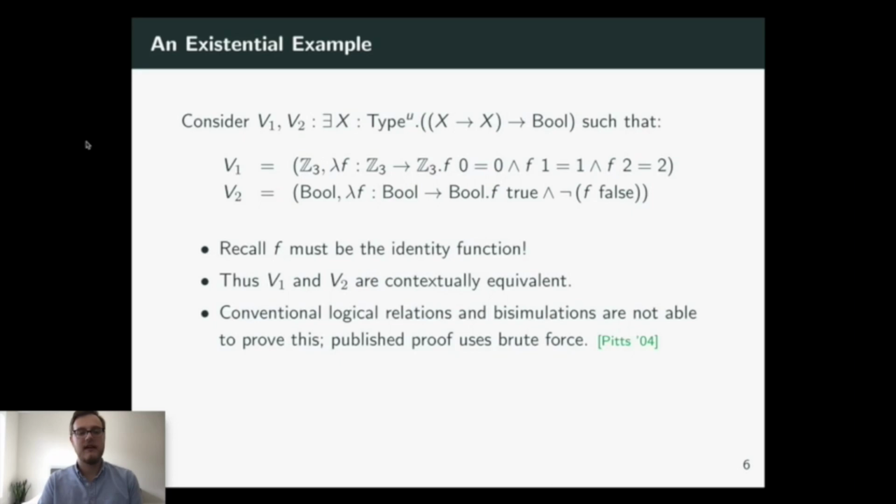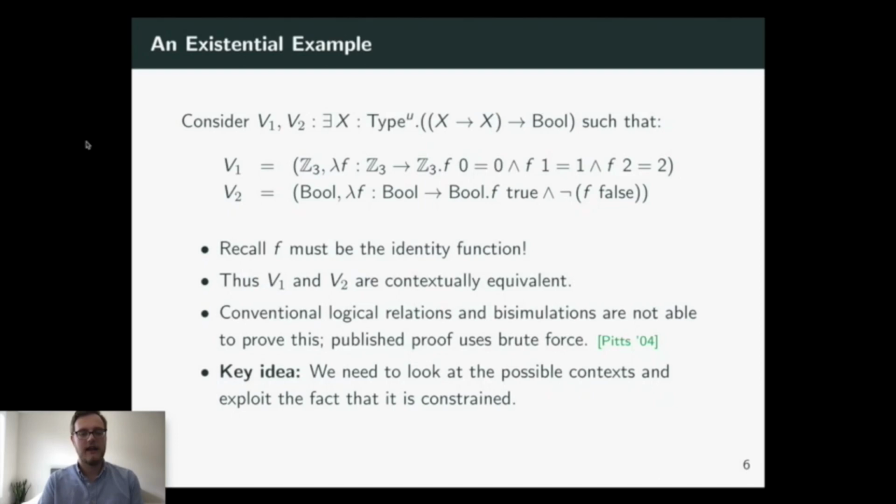But logical relations and bisimulations struggle to prove this because they force you to come up with some relational interpretation for x that somehow relates values of Boolean type to values of integer type. But we have no such relation in mind here. There's not really a correspondence between values of x in one of these packages with values of x in the other package. So instead, what we want to do is look at the possible contexts these values may be used in and exploit the fact that they're constrained by their types.